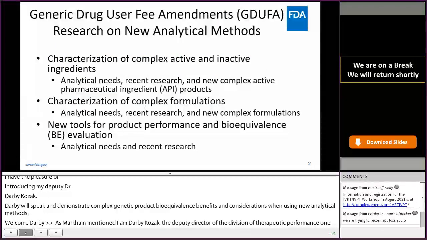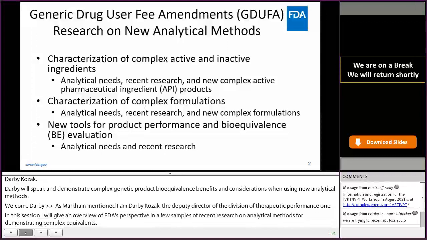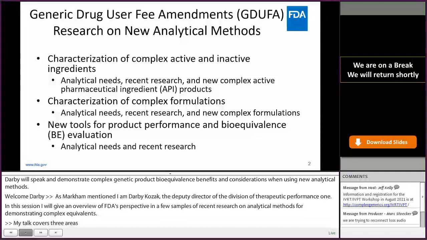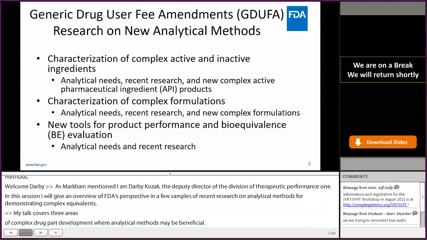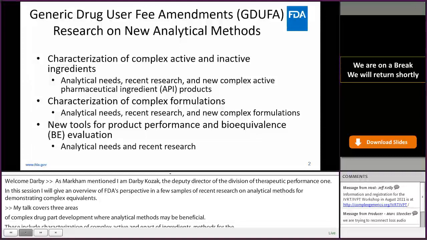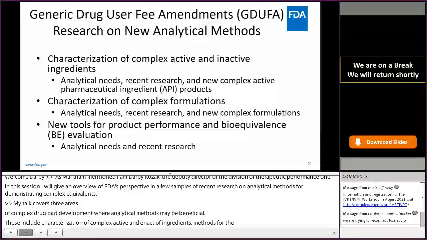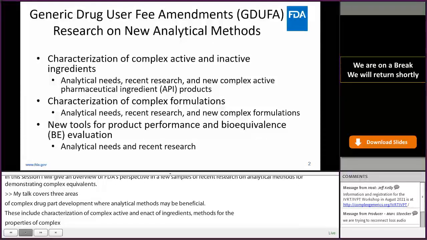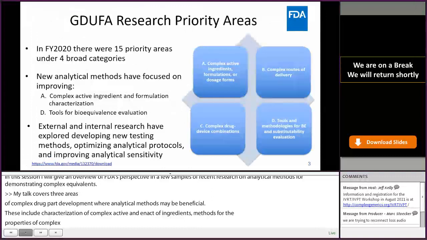My talk will cover 3 areas of complex drug product development where new analytical methods may be beneficial. These include methods to characterize complex active and inactive ingredient properties, methods to characterize the physicochemical properties of complex formulations and dosage forms, and finally, the use of new tools and methods to characterize the performance and bioequivalence of these complex products. For each area, I'll give an overview of the perceived analytical need, then some recent GDUFA-funded research outcomes, and finally provide a few examples of recent complex products that may warrant research and use of new analytical methods.